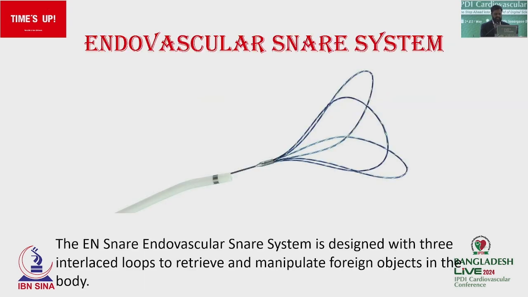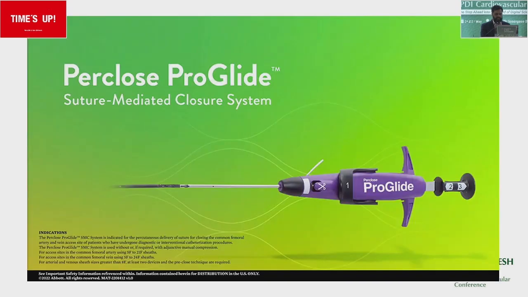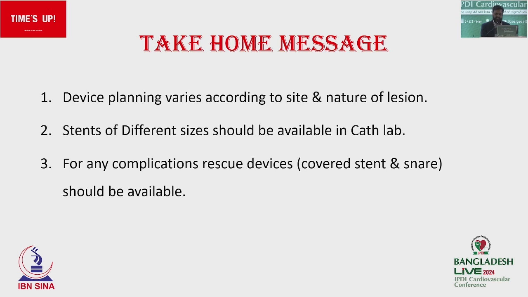It is also another device, and we use a ProGlide as a vascular closure device. So what are the take-home messages? Device planning varies according to the site and nature of the lesion. Stents of different sizes should be available in the cath lab, and for any complications, rescue devices including covered stent and snare should be available in the cath lab.